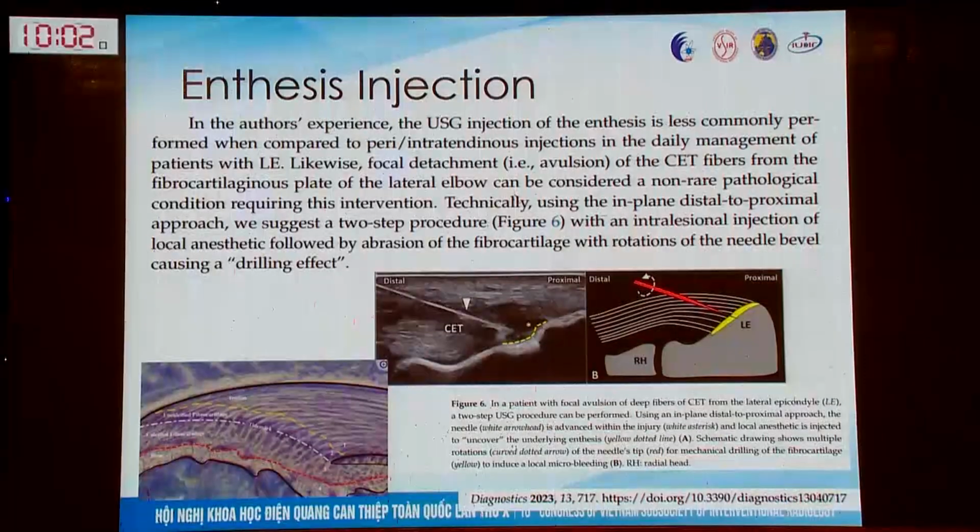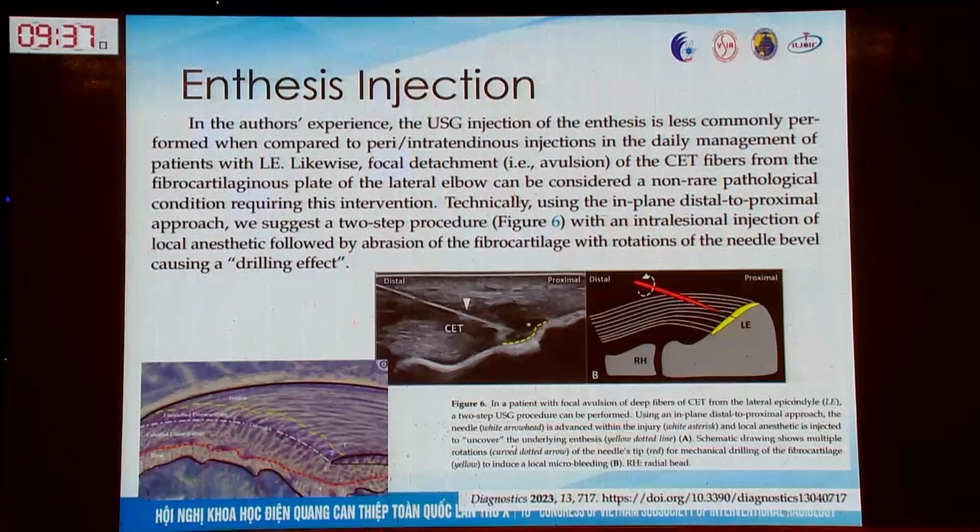And the third one is enthesis injection. As I showed you before, there is some specific layer between the bone and the tendon here. And if there is an avulsion injury here, you can target this area. And with this procedure, you can do some drilling effect.